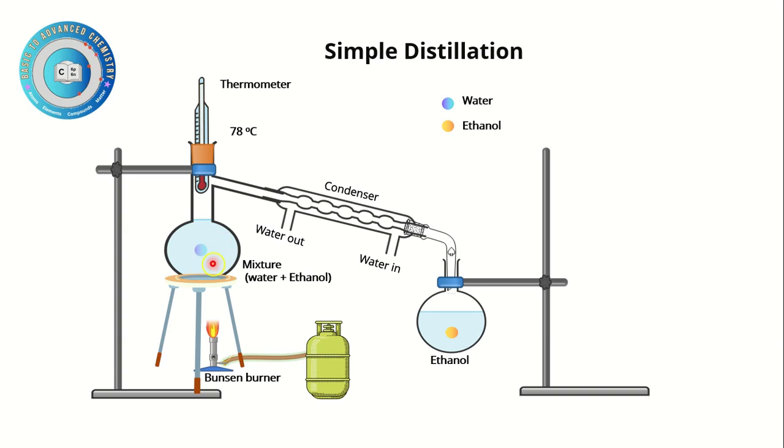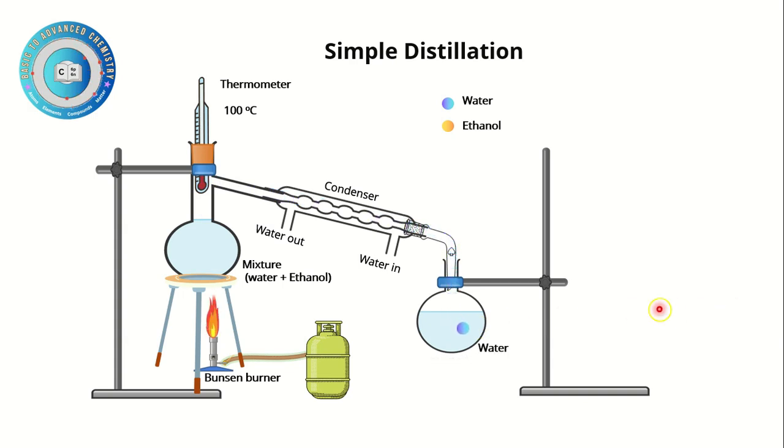As the temperature increases, the water starts to boil. When the temperature reaches 100 degrees centigrade, here the water vaporizes and the vapor enters the condenser like this one. Then the vapor gradually condenses back to liquid and is collected into the receiving flask like this one.